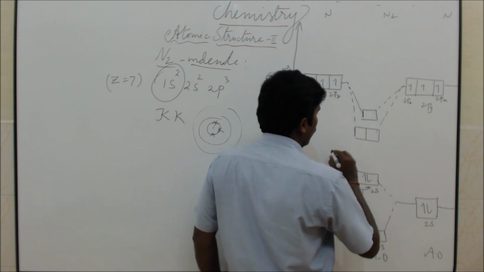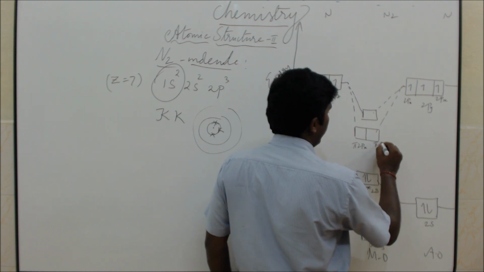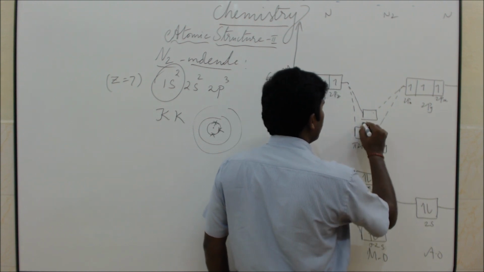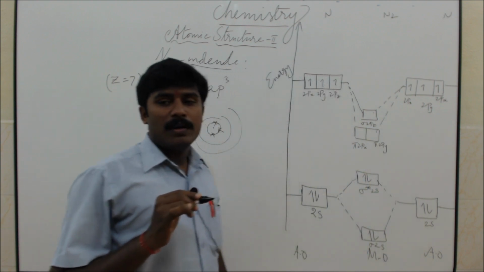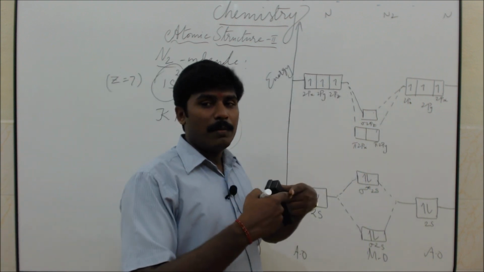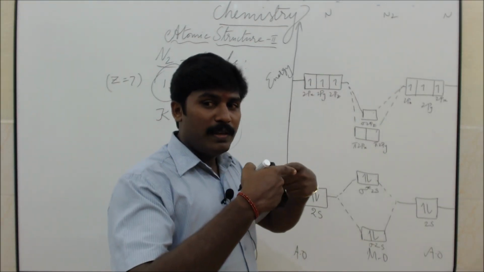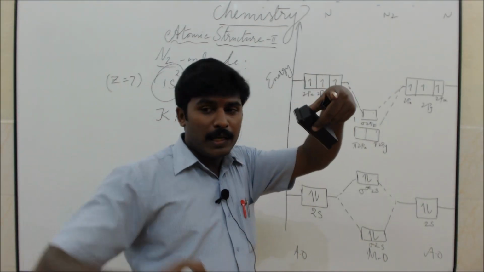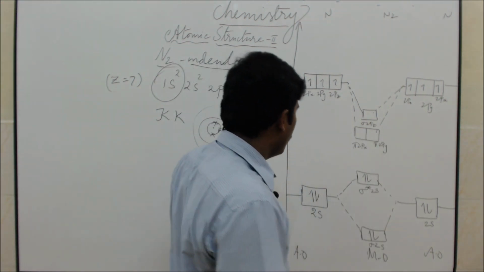This is pi 2px, pi 2py, and sigma 2pz. Why is that one alone sigma? Head-to-head overlap means a sigma bond will come. Sideways overlap means a pi bond. So that one alone is sigma, while x and y are pi bonds.